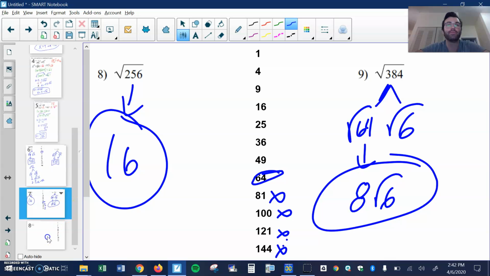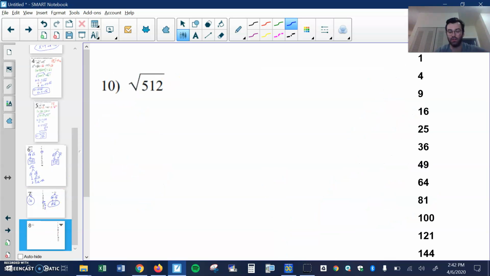Wow, we're having fun. Last one, 512. 512, start from the bottom. 512 divided by 144. 512 divided by 121. 512 divided by 100. No. 512 divided by 81. No. 512 divided by 64. 512 divided by 49.